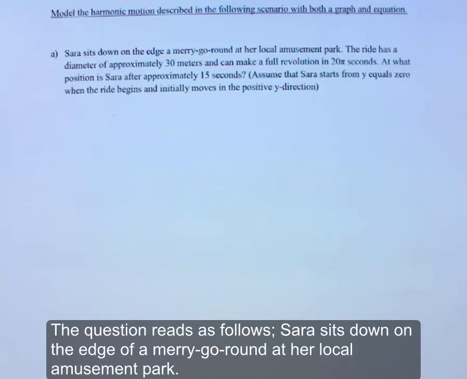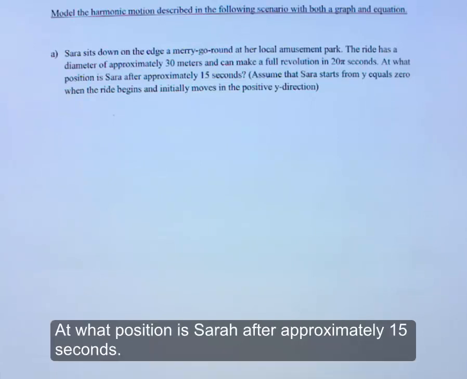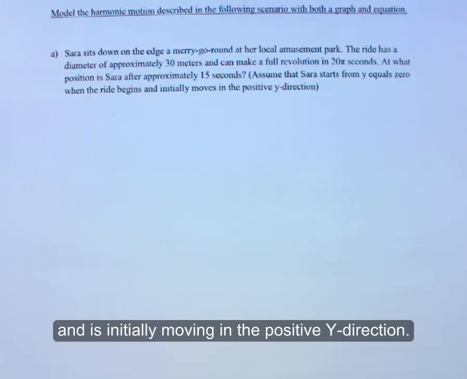Sarah sits down on the edge of a merry-go-round at her local amusement park. The ride has a diameter of approximately 30 meters and can make a full revolution in 20 pi seconds. At what position is Sarah after approximately 15 seconds? We graph this problem under the assumption that Sarah is starting from y equal to 0 when the ride begins and is initially moving in the positive y direction.